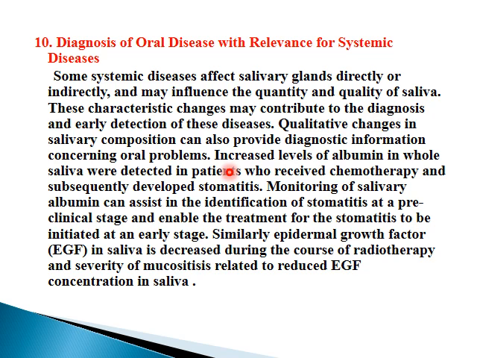Qualitative changes in the salivary composition can also provide diagnostic information concerning oral problem. Increased level of albumin in whole saliva were detected in patients who receive chemotherapy and subsequently develop stomatitis. Monitoring of salivary albumin can assist in identification of stomatitis at a preclinical stage and enable the treatment for the stomatitis to be initiated at an early stage.